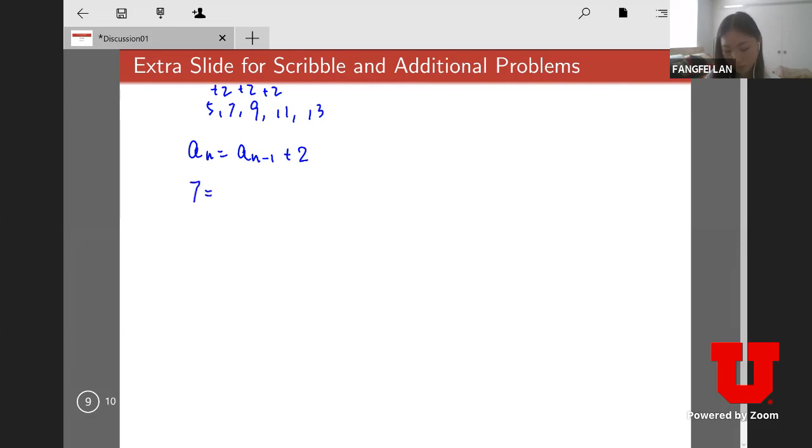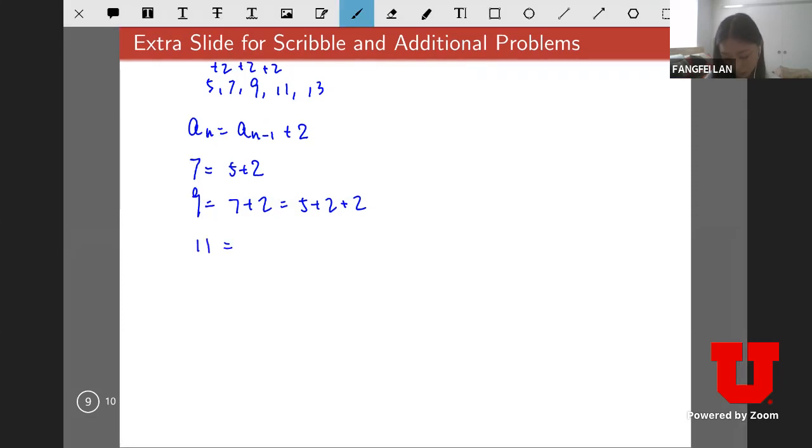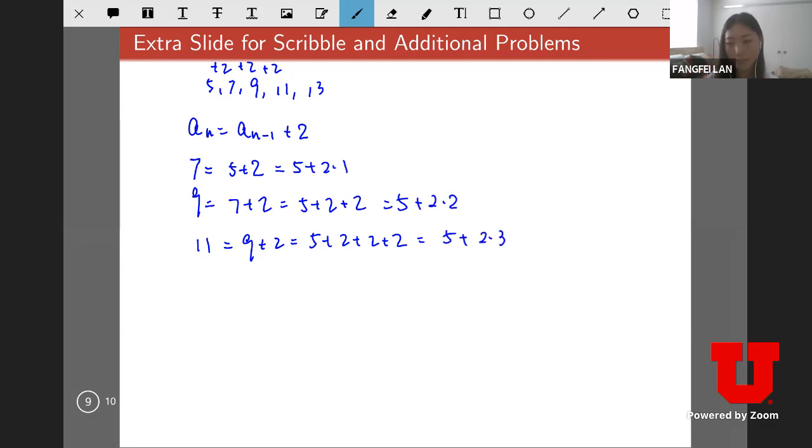So you have 7 is equal to 5 + 2. 9 is equal to 7 + 2, which is 5 + 2 + 2. And then you have 11. 11 is equal to 9 + 2, which is 5 + 2 + 2 + 2. So right here, you can already see this is equal to 5 + 2 times 1. This is equal to 5 + 2 times 2. This is equal to 5 + 2 times 3, right? So you can see the pattern like this. So I would say this is the more systematic way of doing it.